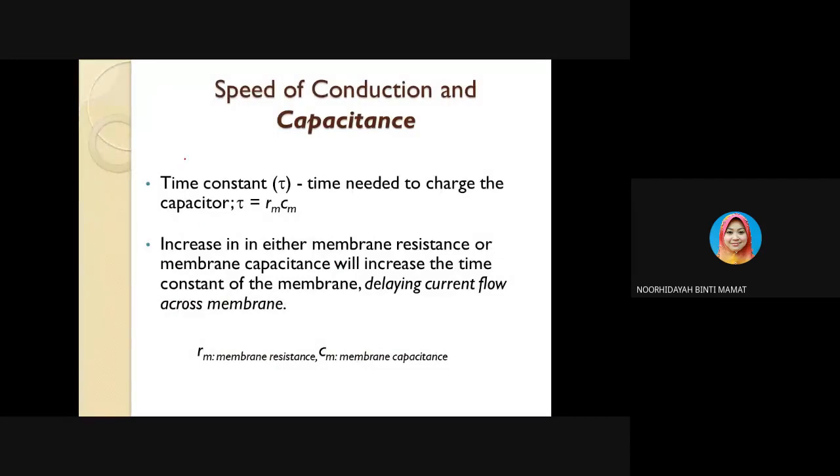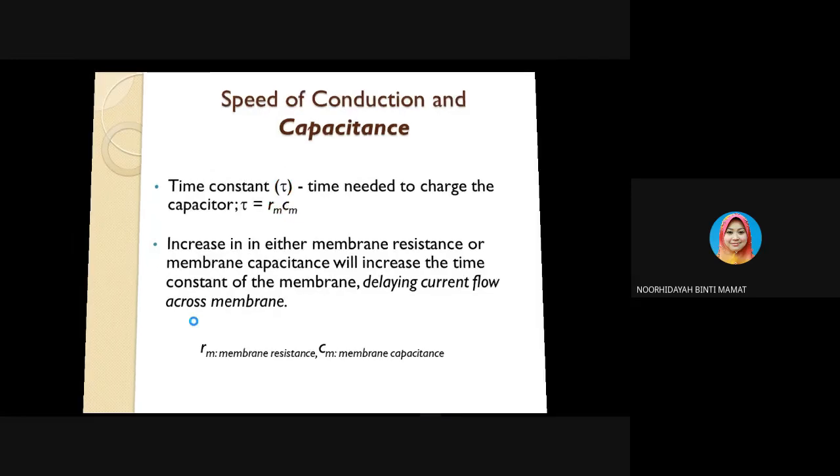So, still on the speed of conduction and capacitance, the time constant tau is the time needed to charge the capacitor. Tau is equal to the membrane resistance times the membrane capacitance. An increase in either membrane resistance or membrane capacitance will increase the time constant of the membrane, and it will delay the current flow across the membrane.